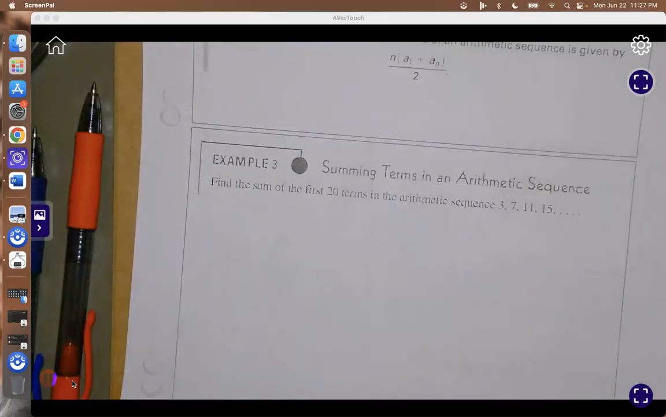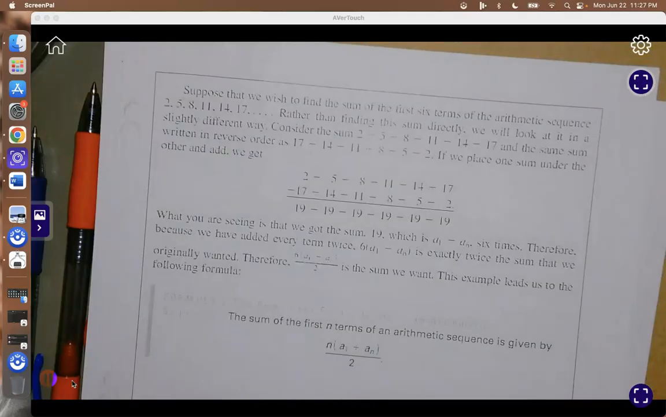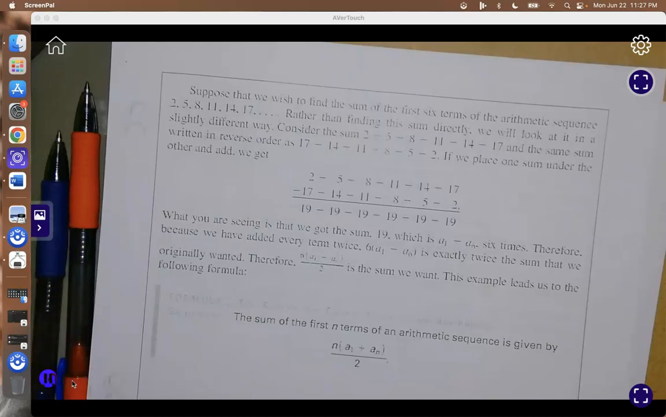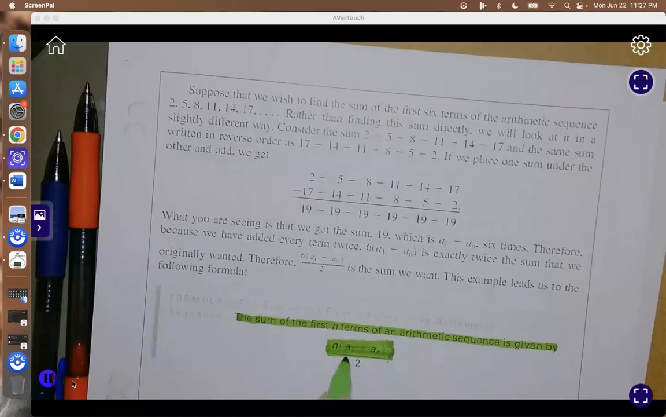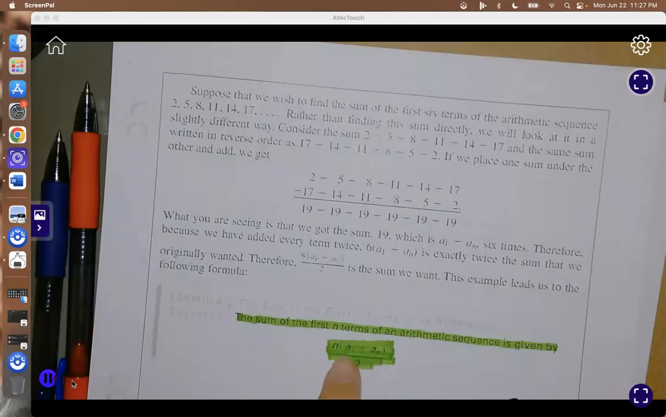Alright. Moving right along. Now, suppose that we want to find the sum of the first 20 terms or the first 6 terms or what have you. If we are finding the sum of the first n terms of an arithmetic sequence, what we're going to have to do is find that term. So it's like a twofold process. You have to find that term and add it to the first term, multiply by how many terms you had, and divide by 2.